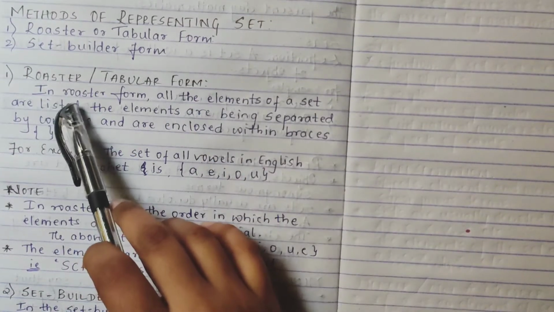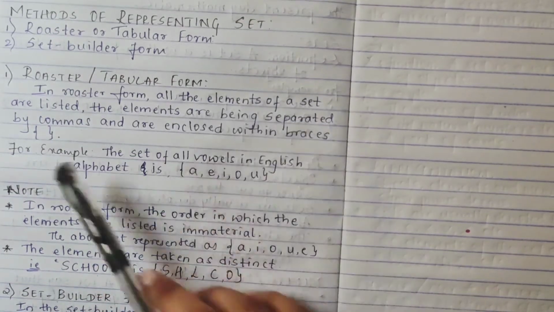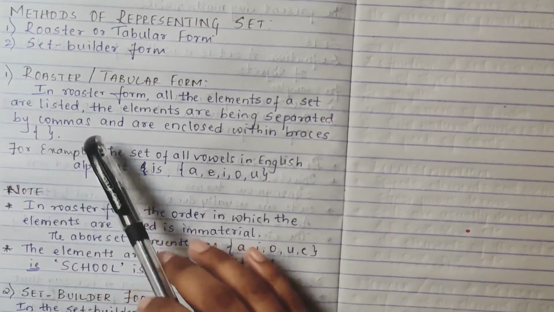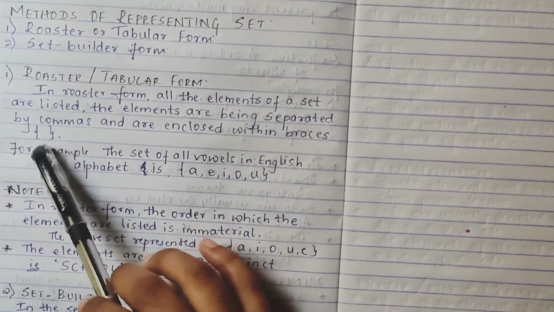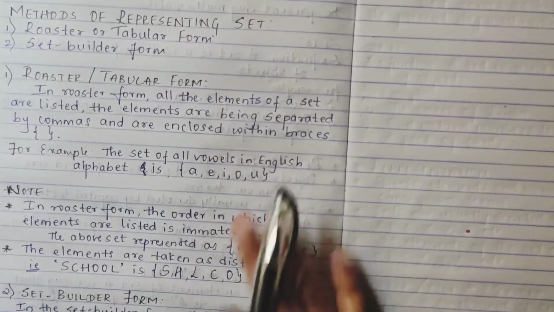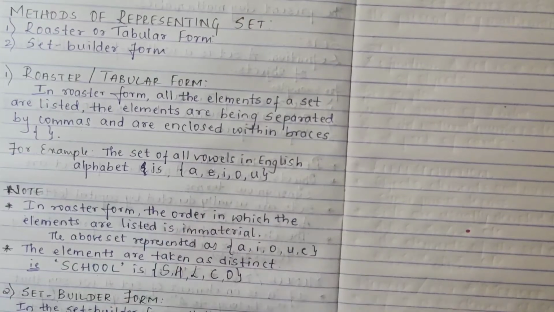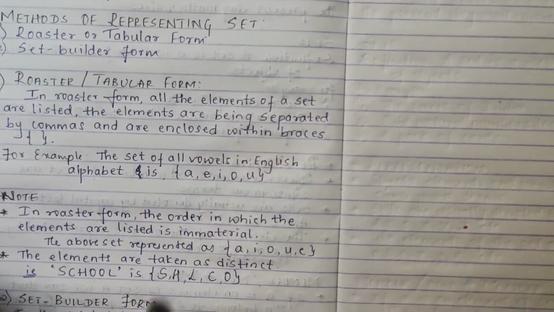First, the roster or tabular form. What does it tell? All the elements of a set are listed. The elements are separated by commas and are enclosed within braces, and the braces are this flower bracket. For example, I have taken the set of all vowels in the English alphabet. Now when they tell you the set of all vowels, write it. So how should you write?